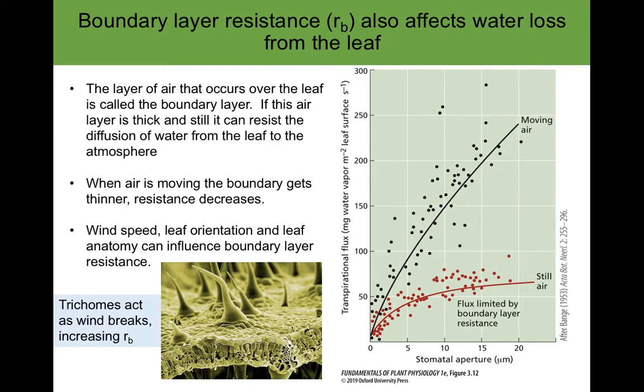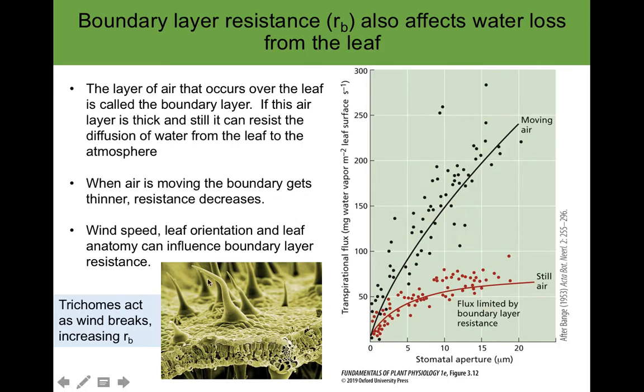So what this is showing here is the rate of transpiration at a given stomatal aperture with different boundary layer conditions. The black line here is representing moving air, and the red line is still air. And you can see that the transpiration rate at a given stomatal aperture is much greater when air is moving over the surface of the leaf as opposed to completely still air. So this can be a significant factor in regulating the amount of water that diffuses from the leaf.